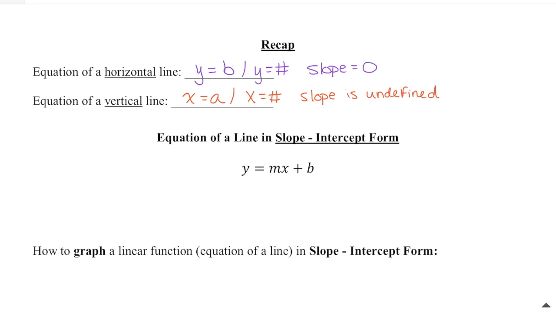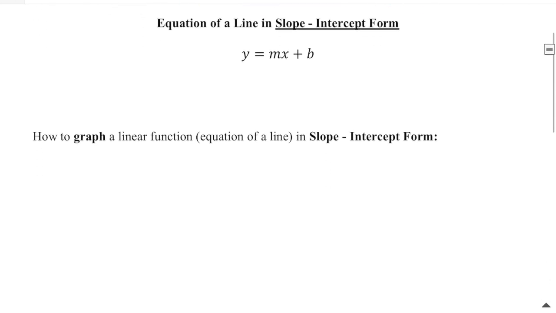Make sure you know how to graph, how to write the equation, all that good stuff for the quiz next class. Okay, now we're going to talk about something that shouldn't be new to you.